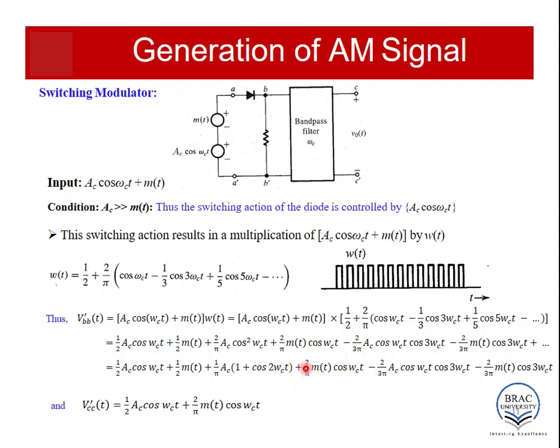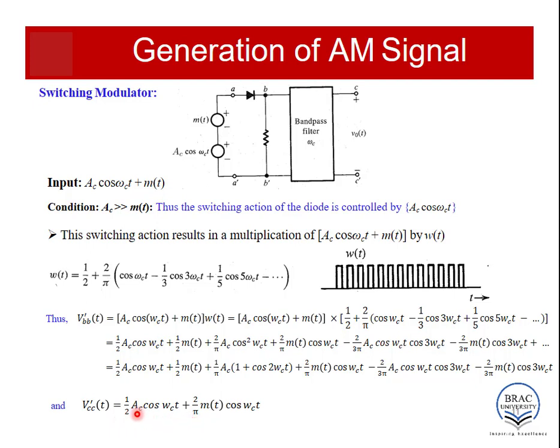Now this is the term where the frequency is closer to omega c because m(t) is the message and its frequency is omega m, which is much lower than omega c. So the overall frequency of this term is much closer to omega c. So this will be passed. And further on, all the components will have 3 omega c, 5 omega c, 7 omega c and higher order terms. So they will be also eventually blocked. So the final output of the band pass filter is V'c(t), which is half Ac cos omega ct plus 2 by pi m(t) cos omega ct.